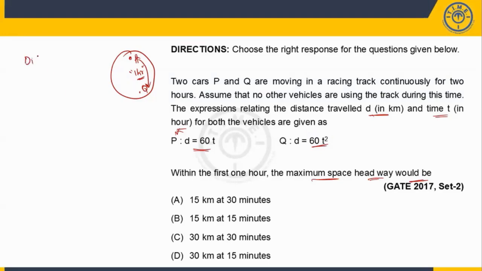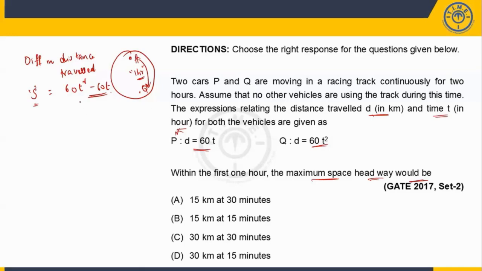So always the difference in distance traveled is equal to 60t square minus 60t. No, no, we are just talking about the distance. That distance we call it as space. At any point, this will be the distance maintained.